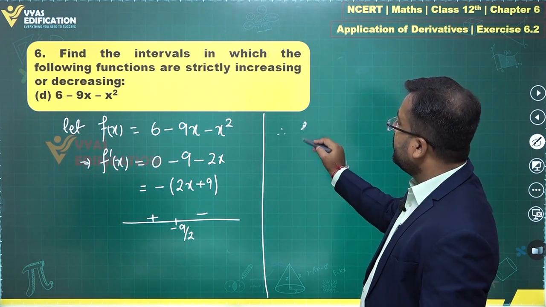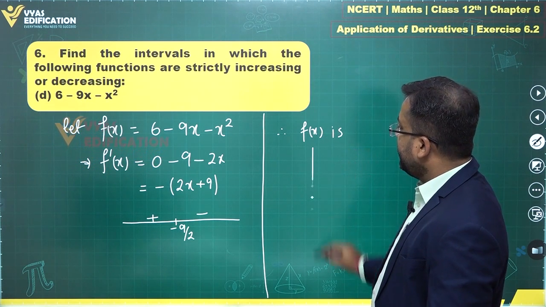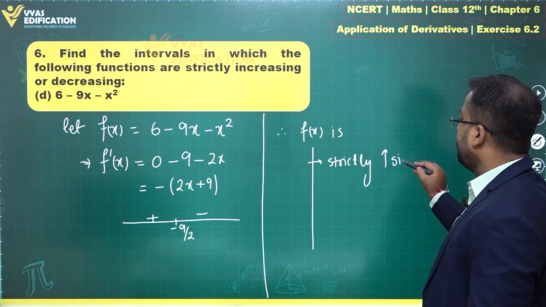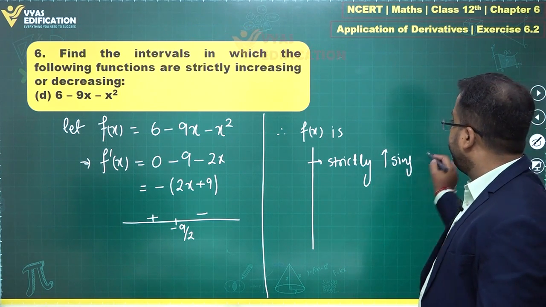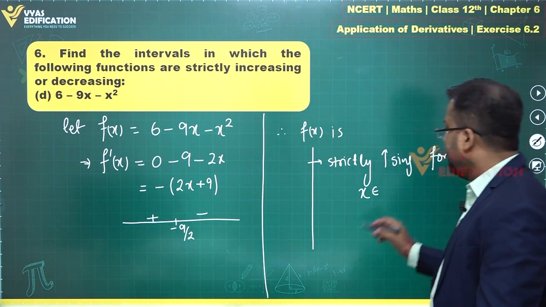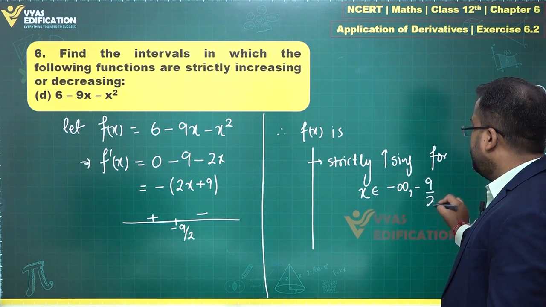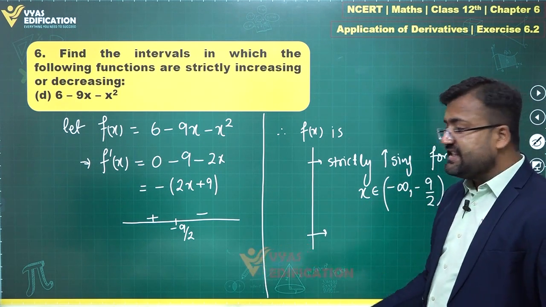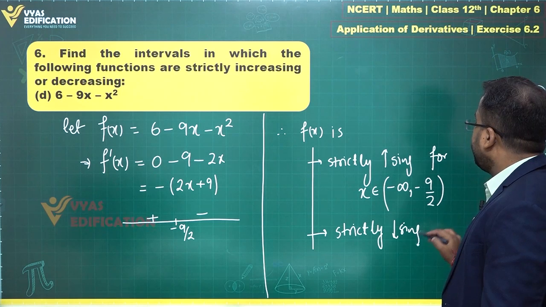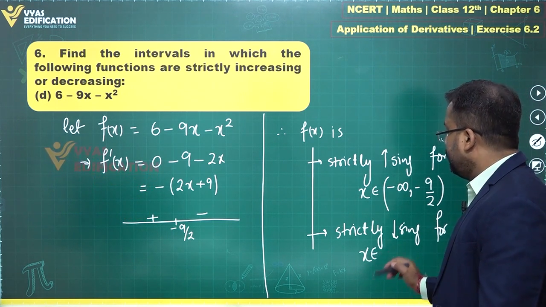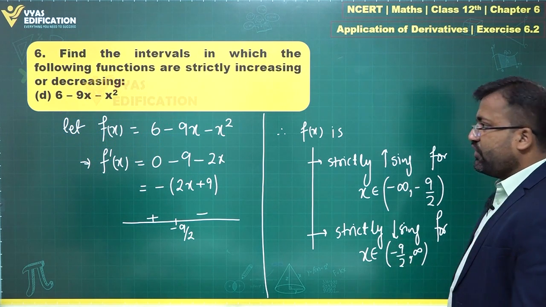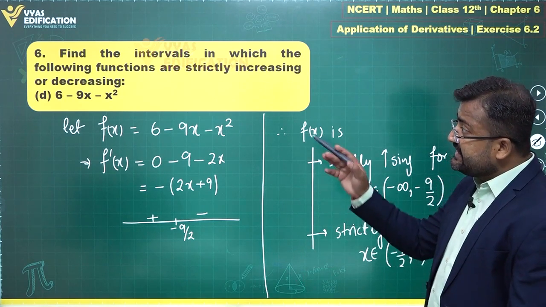And therefore, you can comment that f(x) is strictly increasing for x belongs to which interval? Strictly increasing over here, that is minus infinity comma minus 9 by 2. You can also say that f(x) is strictly decreasing for x belongs to this interval, which is minus 9 by 2 comma infinity. This is what you can comment, and that's the complete solution for this part D.